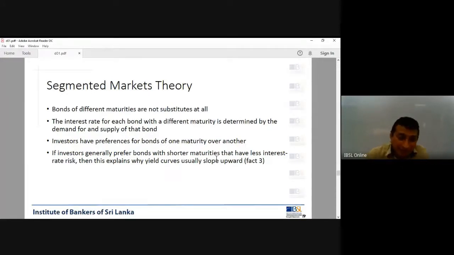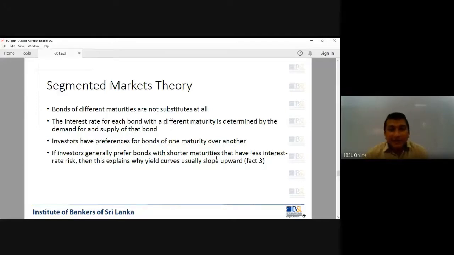So what it simply says is, if investors generally prefer bonds with shorter maturities, simply because I was mentioning so-called uncertainty given longer the duration, okay, that have less interest rate risk. Okay, so majority of the investors are in the short term market, and then this explains why yield curves usually slope upward.